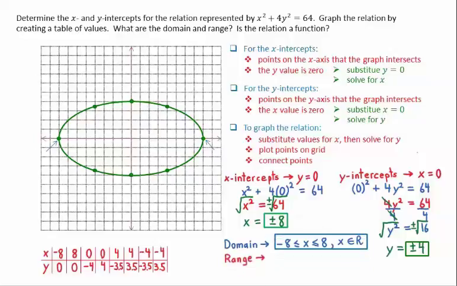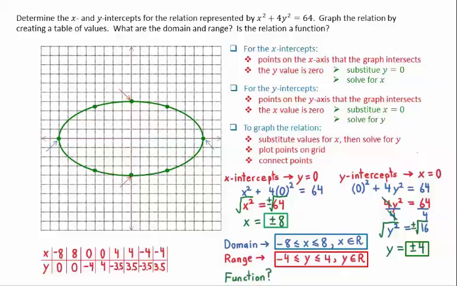For the range, here we're looking at the y values. The minimum y of negative 4 and the maximum y value of positive 4. Again, y is an element of the set of real numbers.